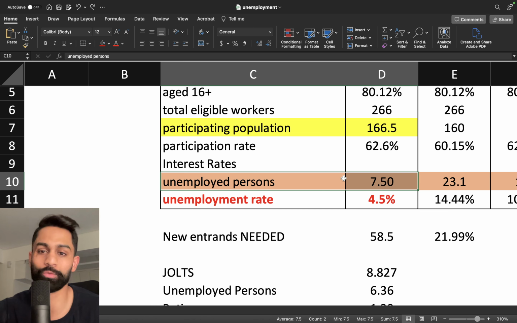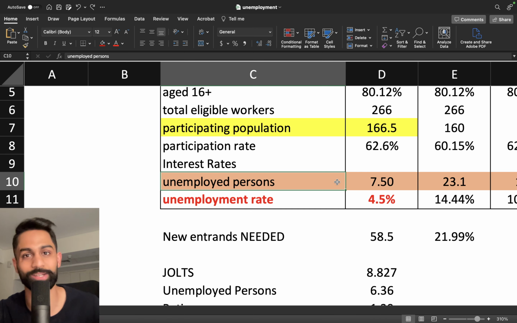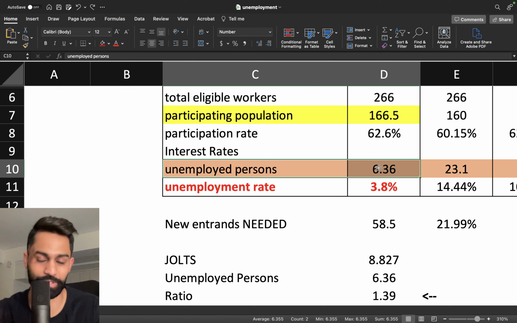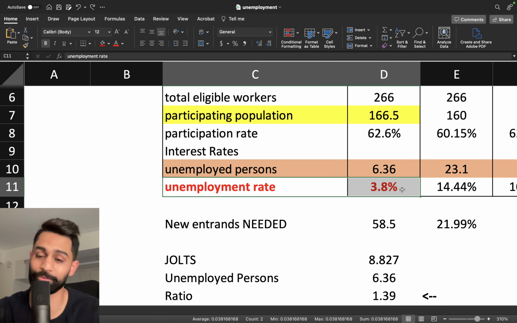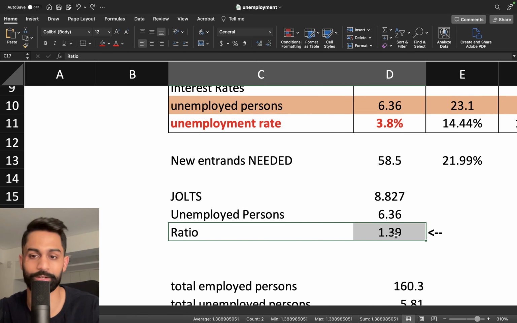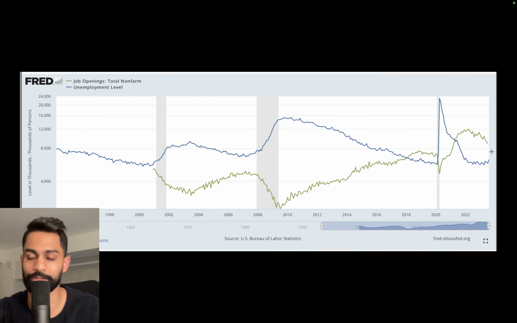Right now we're very strong, but in my opinion, I think it's only a matter of time before we start to see upward moves in unemployed persons. Right now, 6.36%. So it did tick higher from a little bit under 6 million to now over 6 million. But eventually this ratio is going to, in my opinion, come down closer to 1. And that's going to be this line over here.